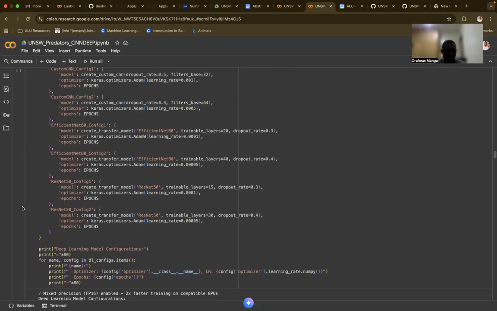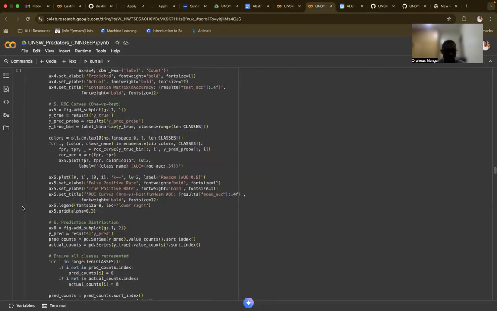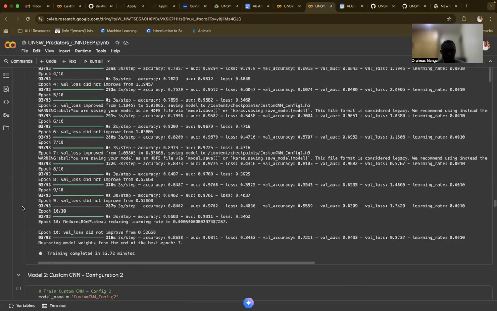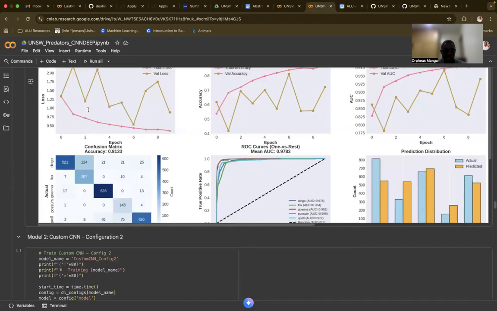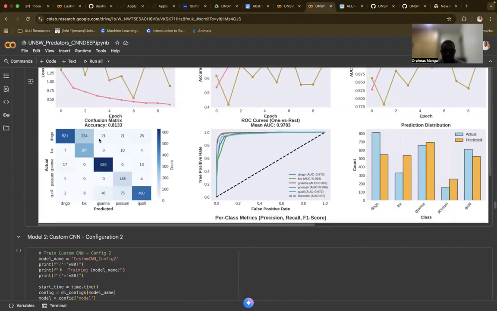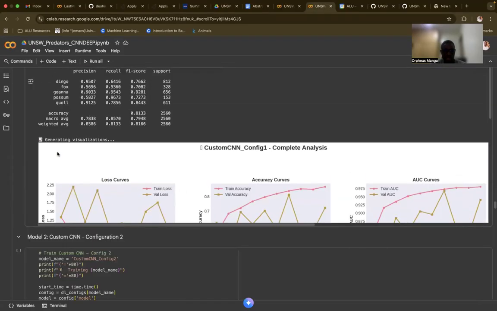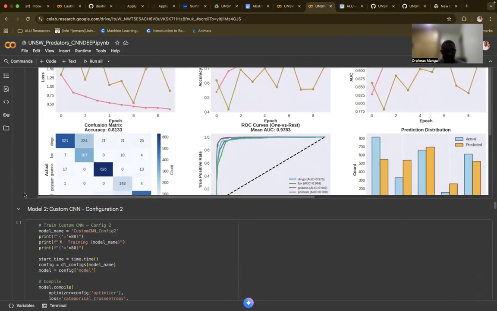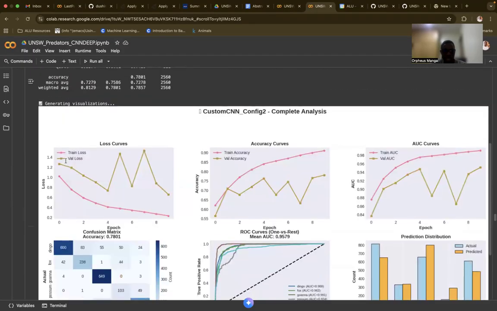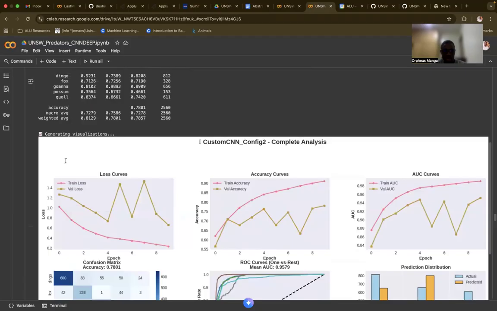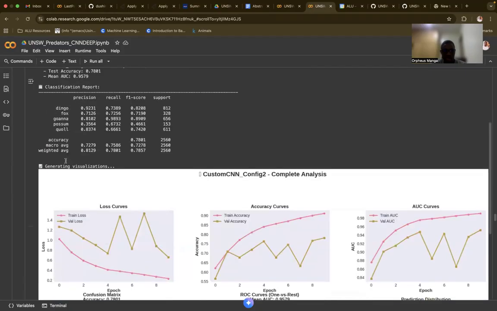After training all of these, these are the confusion matrices that were shown. This one was the first configuration for the custom CNN, and you can see that the accuracy is 81%, which is basically low compared to even the classical ML model. Then this was the second attempt, which was 78%, which is very low.